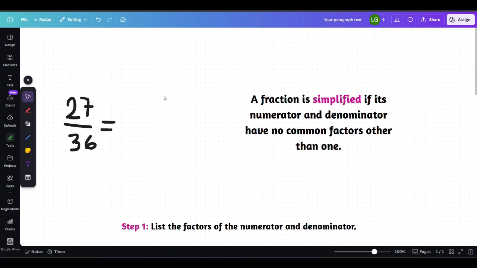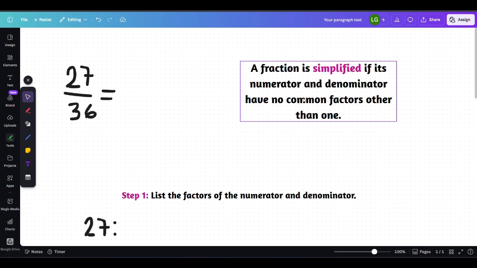Guillermo, and today I'm going to show you how to simplify a fraction using a rectangle model and also how to simplify it when we know the greatest common factor of the numerator and denominator. Okay, so I want to start by reading the definition of a simplest fraction. We say that a fraction is simplified if its numerator and denominator have no common factors other than one.